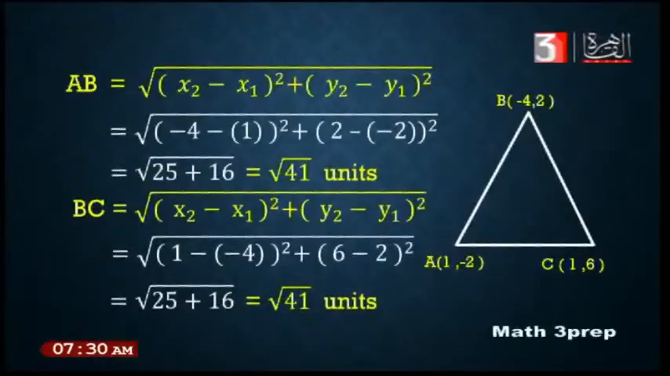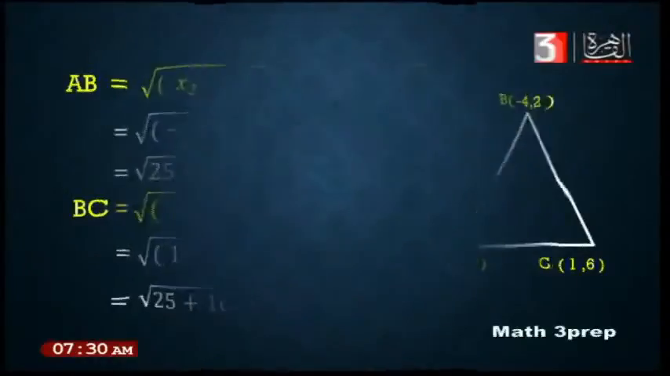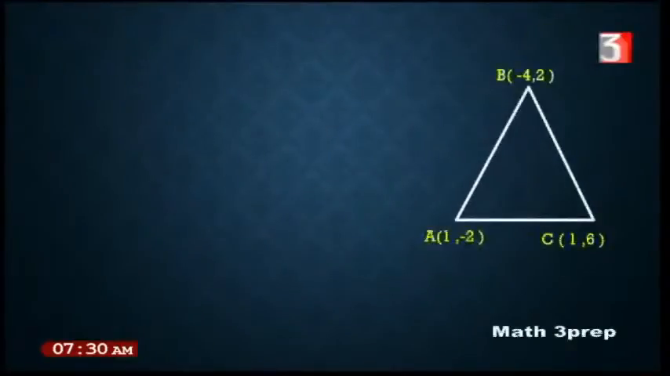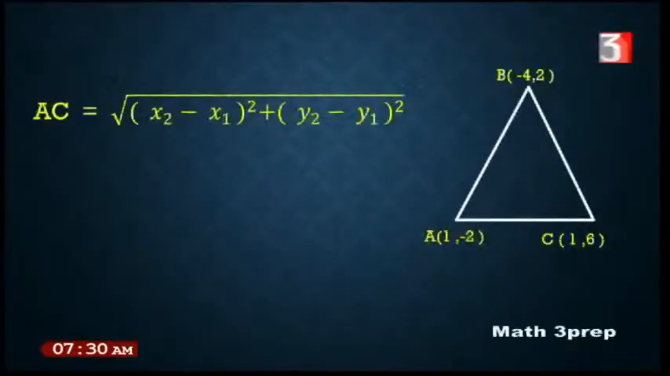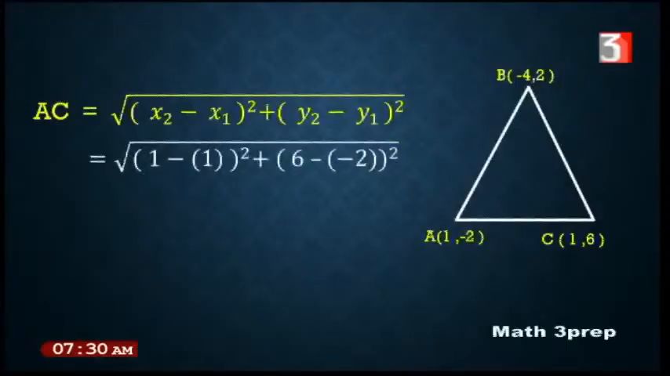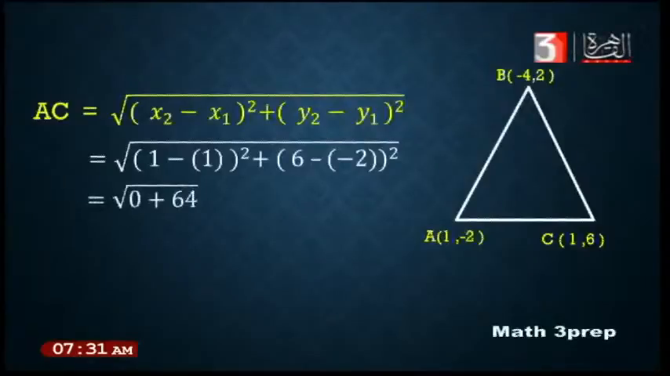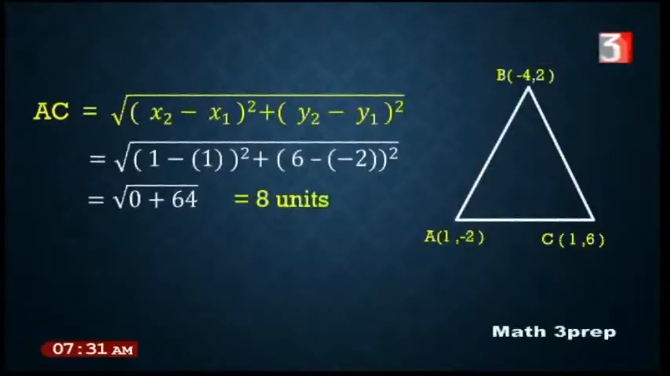What about the length of the third side, which is AC? That's correct. AC equals square root of (x2 minus x1) all to the power of 2 plus (y2 minus y1) all to the power of 2, which is equal to (1 minus 1) all to the power of 2 plus (6 minus negative 2) all to the power of 2, which is equal to square root 0 plus 64, which gives 8 units. Here you have AB equals BC not equal to AC.